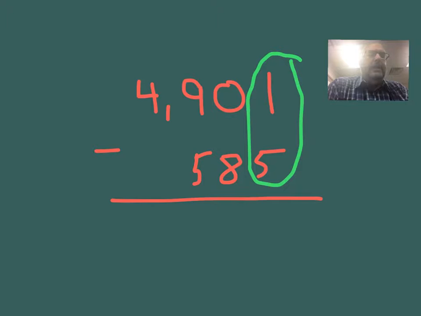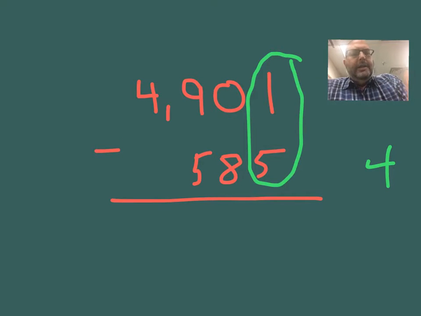A lot of kids will make the mistake of saying 5 minus 1 is 4, and they'll put down 4 as their answer. You can't do that, unfortunately. So let's take a look at another method for doing that.